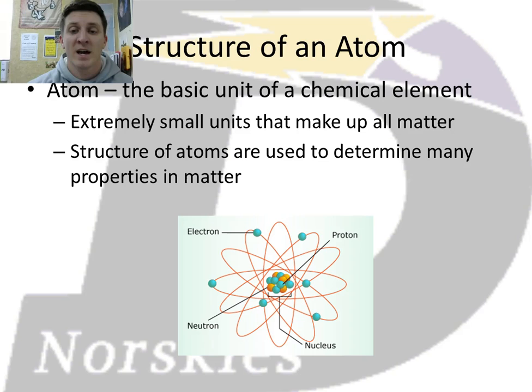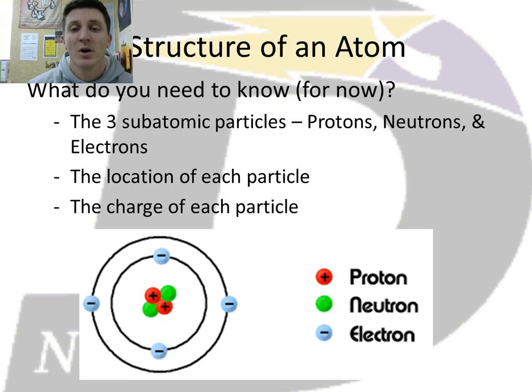The structure of the atom is used to determine many properties in the matter, and basically if you look in the picture, you have to know about these terms in terms of the structure: electron, proton, neutron, and nucleus. What do you need to know about an atom for now? The 3 subatomic particles, protons, neutrons, and electrons. And then also you have to know the location of each particle and the charge of each particle.